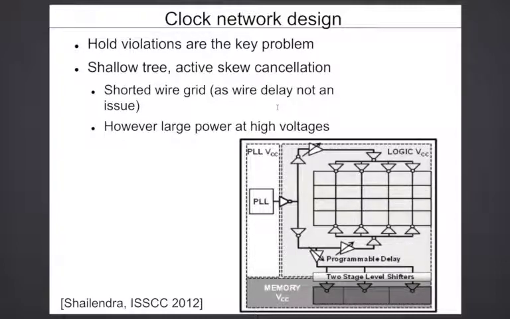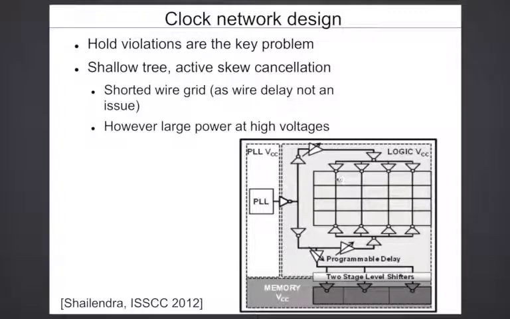So the hold time is a big problem, and the biggest source of the hold time violation is the clock skew. The clock network itself, because of the variations in the threshold voltages of all the buffers in the clock tree, will have quite a bit of skew between the clock edges which come to various latches and flops. That is a big problem which you have to deal with. So what is proposed is to use a shallow tree. Shallow tree means they are not using too much depth in this tree.